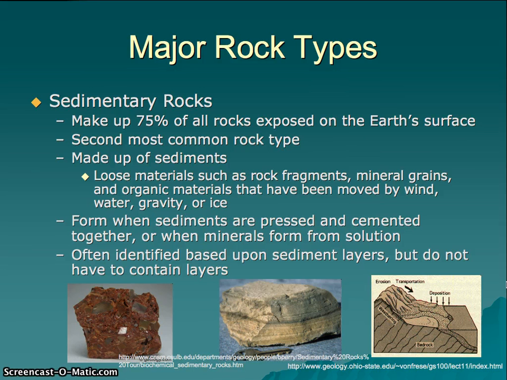You often identify sedimentary rocks upon their sediment layers, but they don't necessarily have to contain layers. So for instance, this one here does not have layers. Everything is just kind of bunched together and cemented together. Whereas this one has layering, because it was probably formed in some sort of water environment, like a riverbed, a delta, an ocean, or a lake, where you get those nice fine-grained layers.